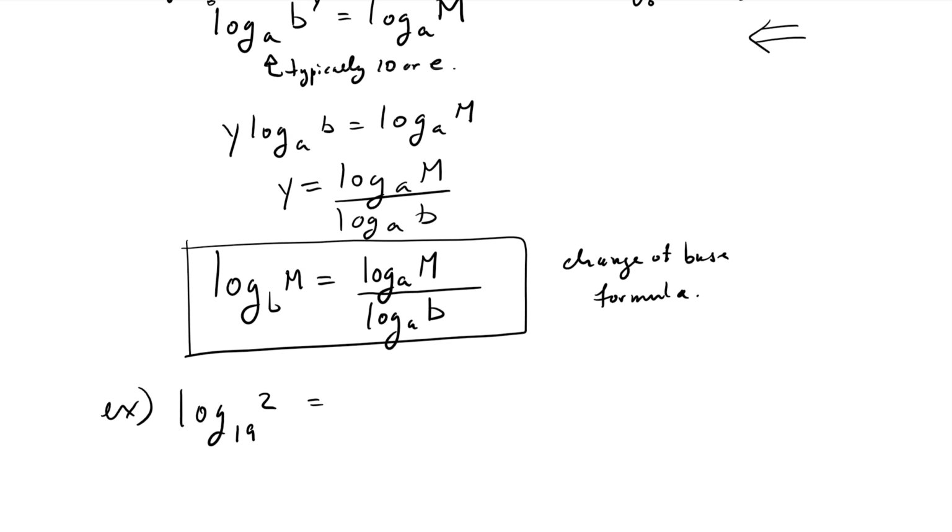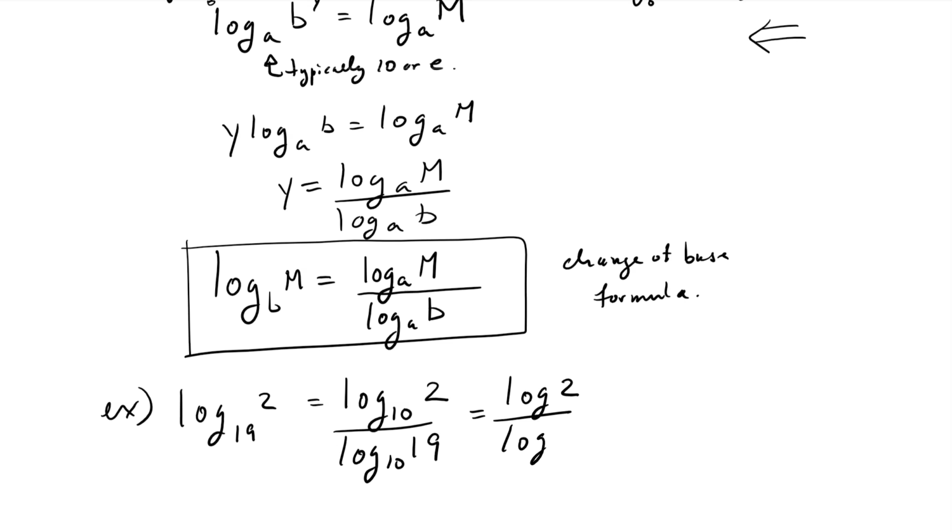So I can use log in base 10 in my change of base formula, in which case a would be 10. Let's write 10 actually, so that you can see that I've replaced a by 10. So it's log in base a of m over log in base a of b. This is basically on my calculator log of 2 over log of 19. So I will calculate this immediately: log of 2 divided by log of 19.